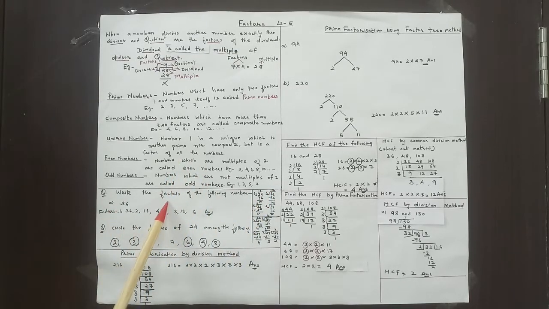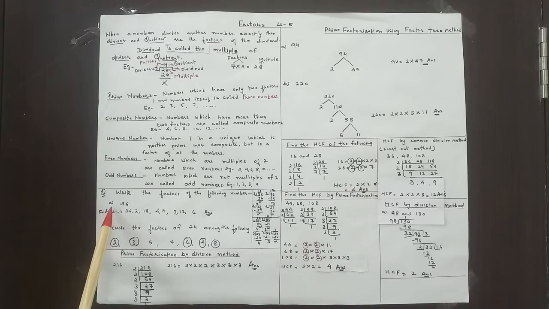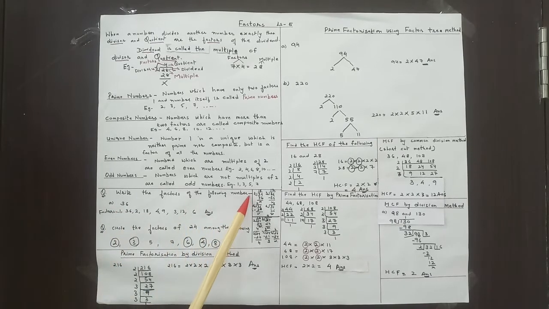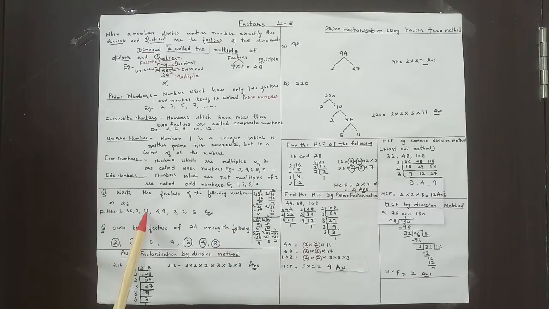Write the factors of the following numbers. 36. Now we have to find the factors of 36. Here we will divide 36 by 1 first. Number 1 and 36, the number itself, they are the factors. Now we will divide it by 2. 2 18s are 36. Now it is exactly divisible. So 2 and 18 are the factors of 36.